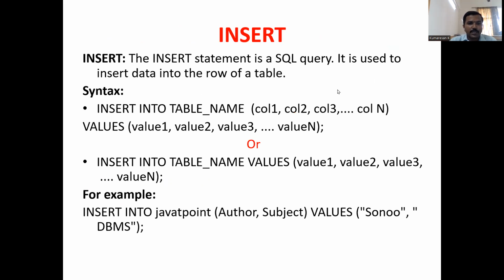It is used to insert data into the row of a table. So we can insert the data row. The first syntax is: insert into table name, column 1, column 2, up to column n, and then values, which is also a keyword, value 1, value 2, up to value n. Another way is: insert into table name values, value 1, value 2, up to value n. So here we have to directly specify the columns and values.